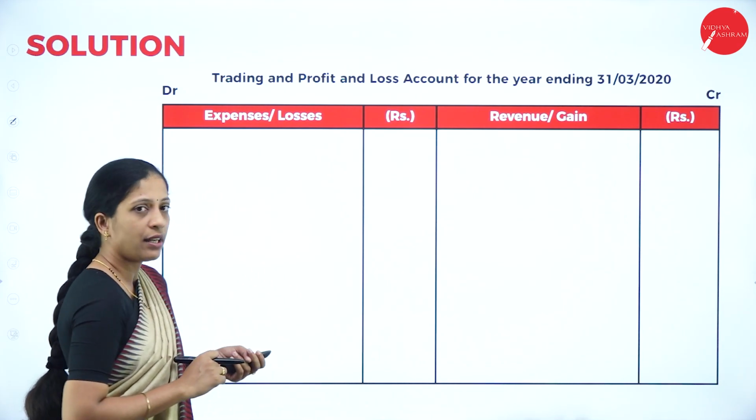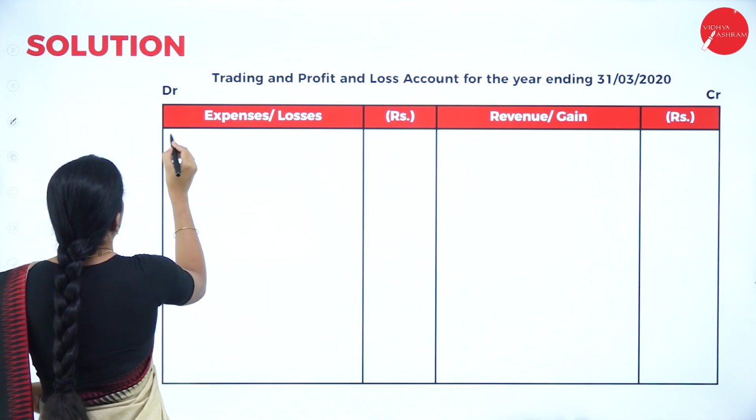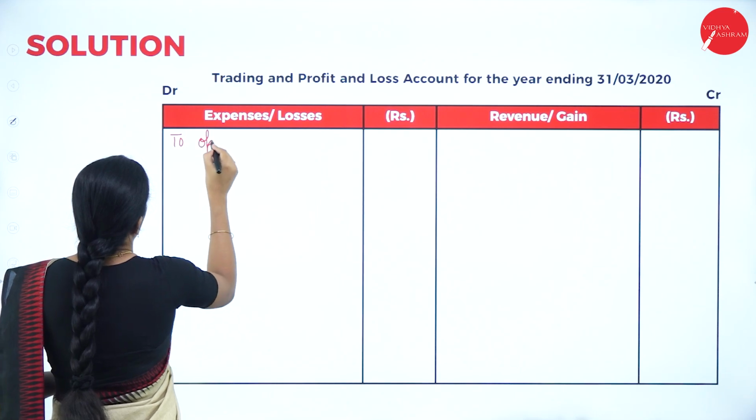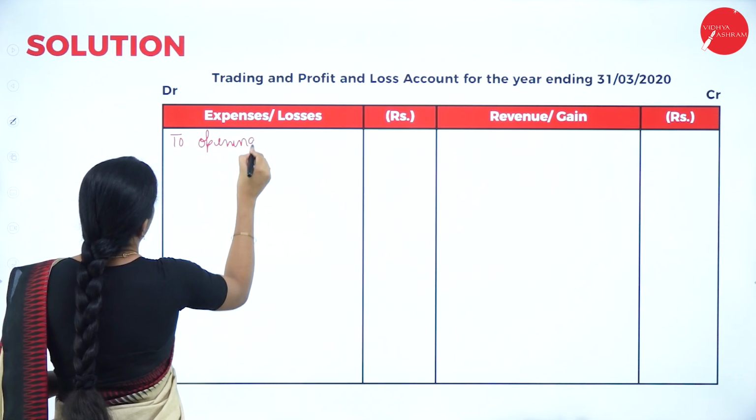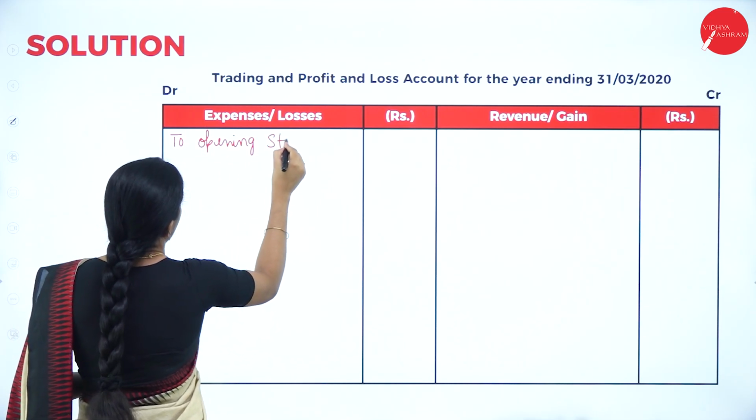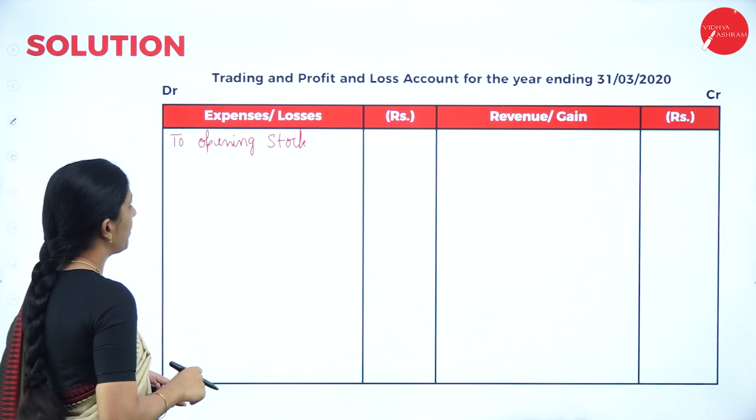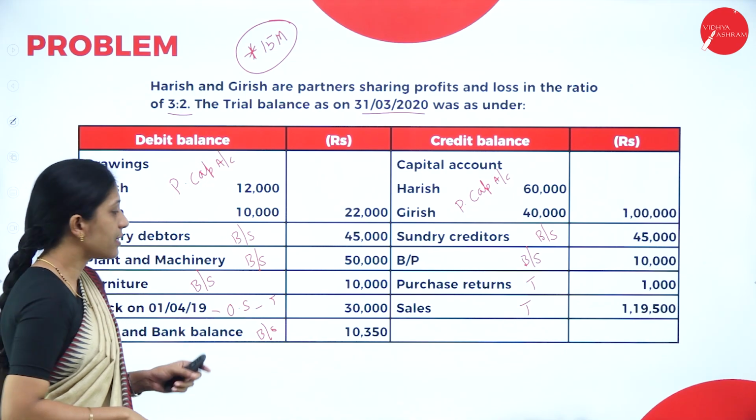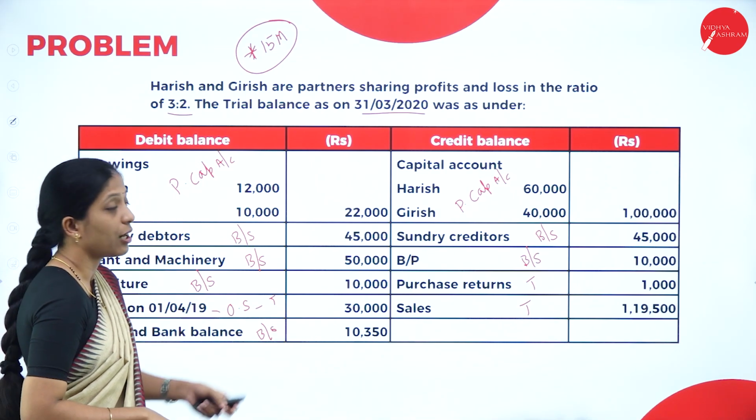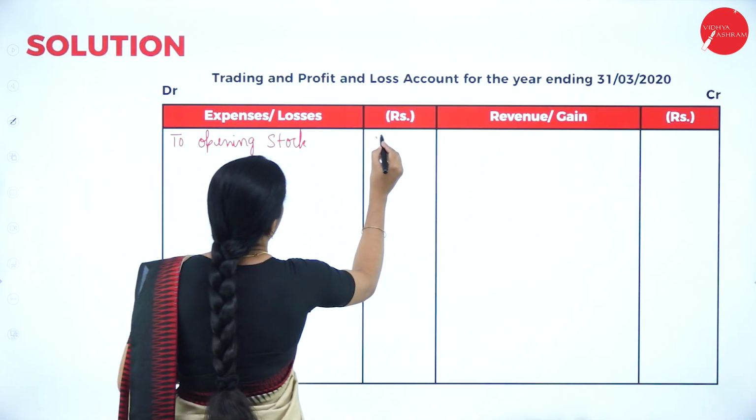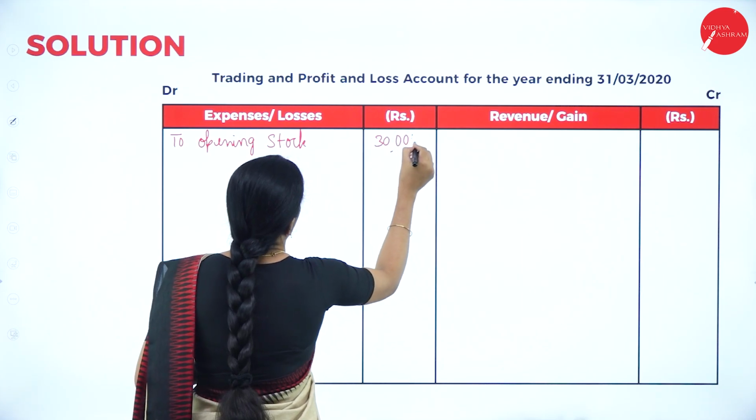So we shall start the solution. So you will start with To opening stock. Always you have to start your trading account with To opening stock. Now where do we get this opening stock in your trial balance? Let us see the trial balance here. So you have opening stock how much? 30,000. So opening stock 30,000.